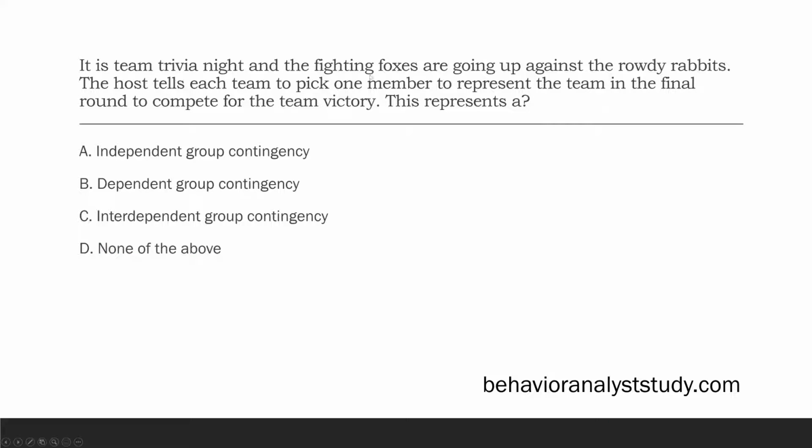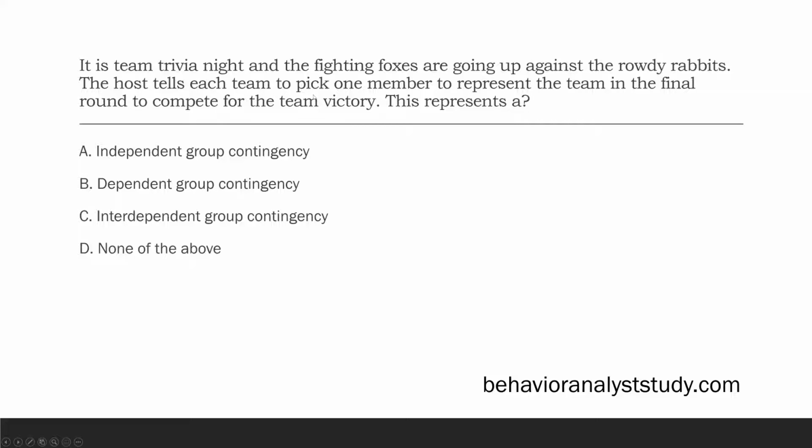punishment. It is team trivia night, and the Fighting Foxes are going up against the Rowdy Rabbits. The host tells each team to pick one member to represent the team in the final round to compete for the team victory. This represents a what? So we've got a group, thinking group contingencies, right? We've got our 3 group contingencies here. Let's do all our work in the question. Let's predict our answer. Team trivia night, already said it's going to be a group contingency.